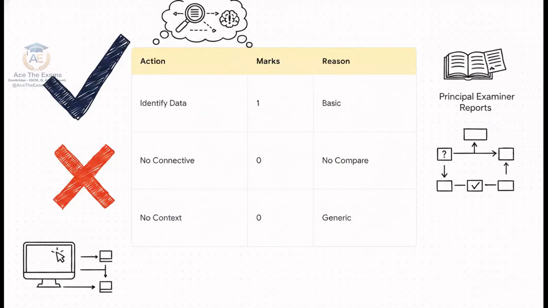So looking at this examiner-style correction, we see exactly where the student lost points. They failed to use comparative connectives, and they completely omitted the context link. They got 1 mark for basic knowledge, just identifying the data source. But look at those zeros. Ouch. Because they didn't structurally compare the data and they gave a generic, unlinked answer, they just threw away easy marks. This is exactly what the principal examiner reports are warning us against.